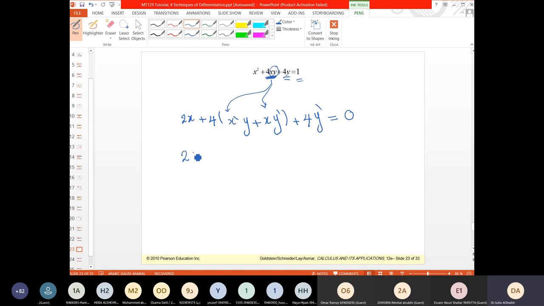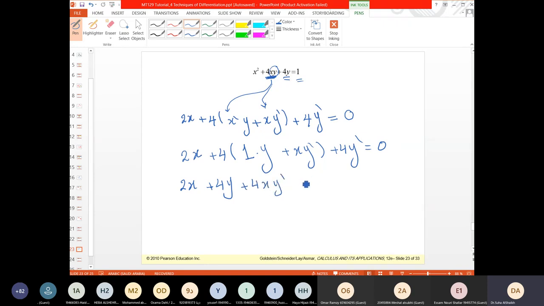Now, the 2x here plus 4. What's the derivative of x? It's 1, times y. 1 times y, I can just write it as y, plus x times y dash, plus 4y dash equal to 0. Expand the things. This is 2x plus 4y plus 4xy dash plus 4y dash equal to 0.